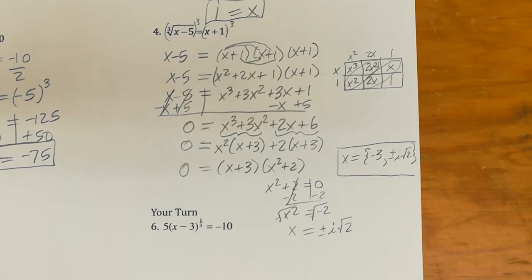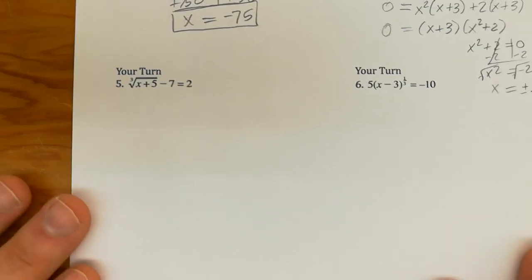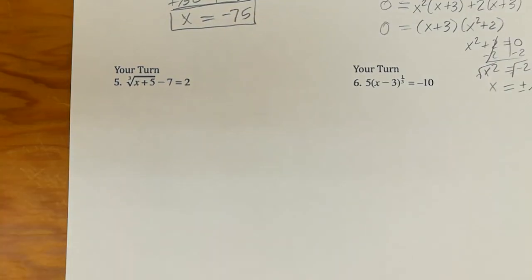You're not going to run into that on number 5 and 6 below. Go ahead and do numbers 5 and 6 for some practice, but they will be more like numbers 1, 2, or 3, not like number 4.